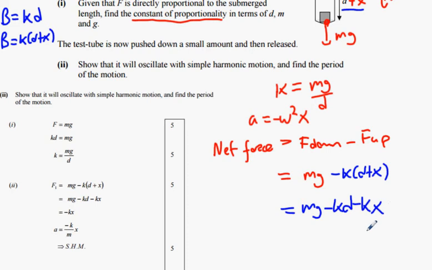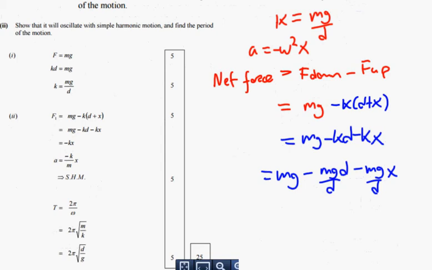Now we're going to have to get rid of k somehow. We're going to substitute in k. So it's going to be mg minus mg over d times d minus mg over d times x. What we can see is that the d's cancel each other out, and this is still net force. Then mg minus mg cancel each other out. So you're going to get force equals minus mg over d times x.